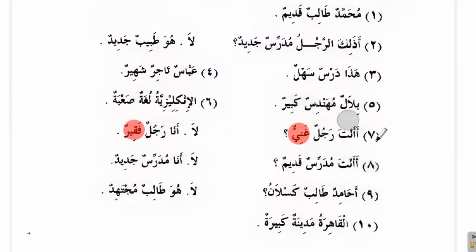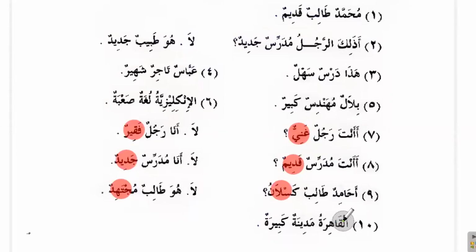So we are going to a'anta mudarrisun qadimun. This is the adjective. That's the na'at. La, ana mudarrisun jadidun. This is the adjective. That's the na'at. Hamidun talibun kaslanu. This is the adjective. La, huwa talibun mujtahidun. It's the adjective.